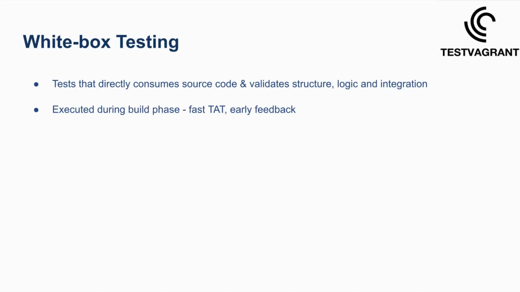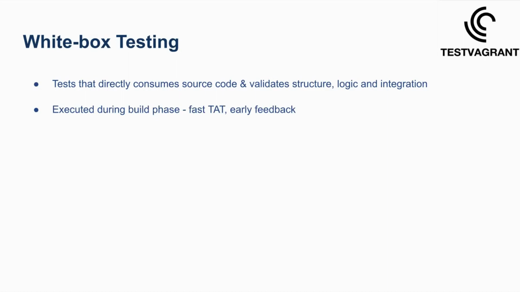These white box tests can be executed during the build phase, which means while your application is being compiled and built, even before any deployment is happening, these tests could run. They sit at the earliest stage of the pipeline, so your feedback is very, very early. The moment you raise a PR, your white box tests would run and give you feedback. Because they are directly accessing code, the turnaround time, the TAT, is very, very fast.